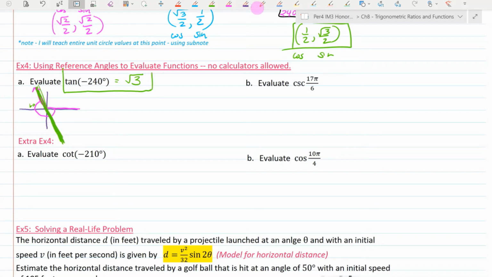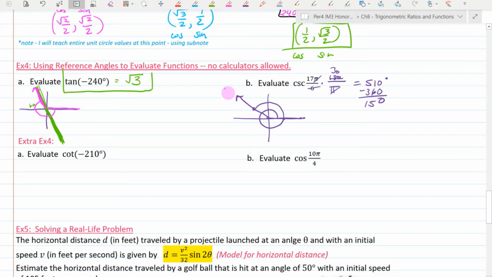Okay. For the second one, 17 pi over 6. In this case, if you want, you can change it into degrees if it's easier. So the pi will cancel, 6 goes into 180 30 times, and then 30 times 17 is 510 degrees. So 510 degrees is 360 plus 150 more, which is here. And that's a 30-degree reference angle.